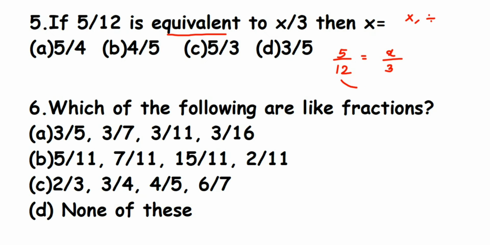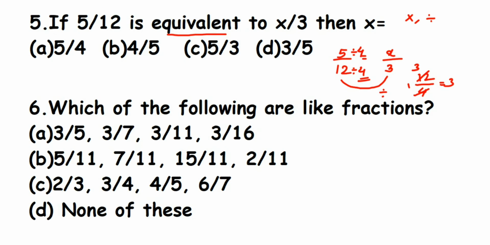If you see the denominator, from 12 we got 3, which means we're dividing. If we multiply, the number will be greater, but the number is 3, right? Which means we're dividing. So with 12, what should we divide by to get 3? If I divide 12 by 4, I'll get 3, because 4 threes are 12. So I'm dividing here with 4.